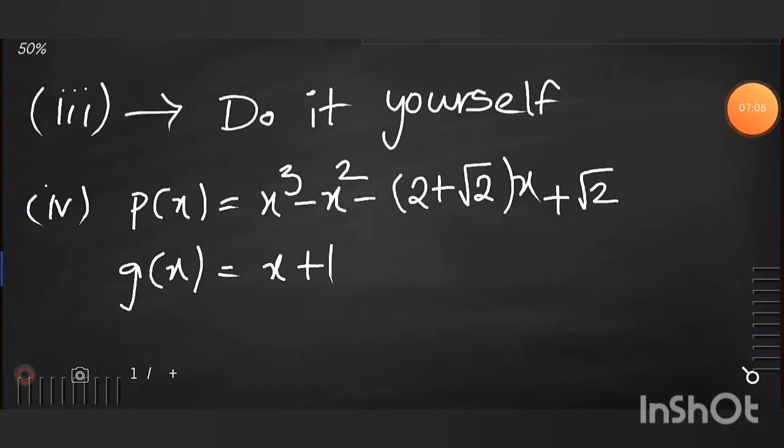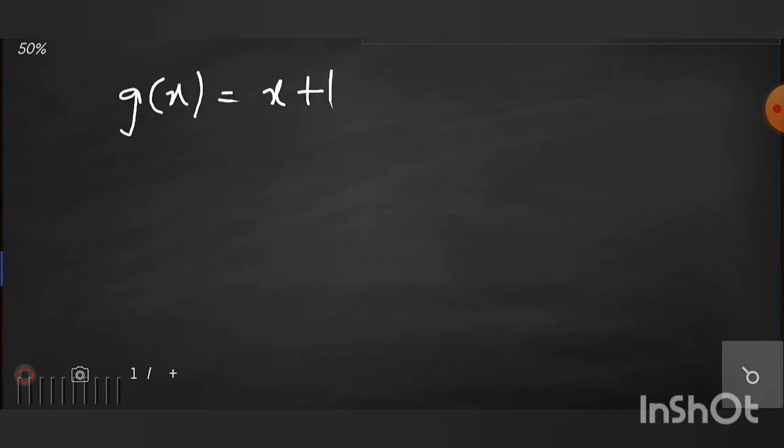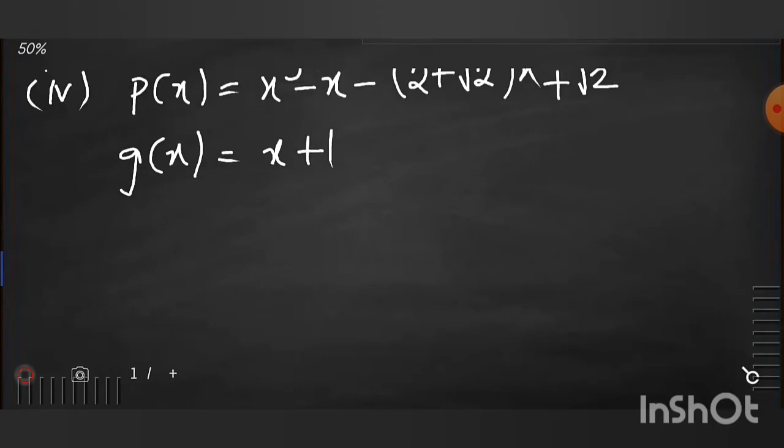Now look at the third problem, which you can do yourself from exercise 2.4, first Roman third problem. Do it yourself. Okay, now I am telling you the fourth problem. Here also we have to find the x value: x plus 1 equals 0, x equals minus 1.